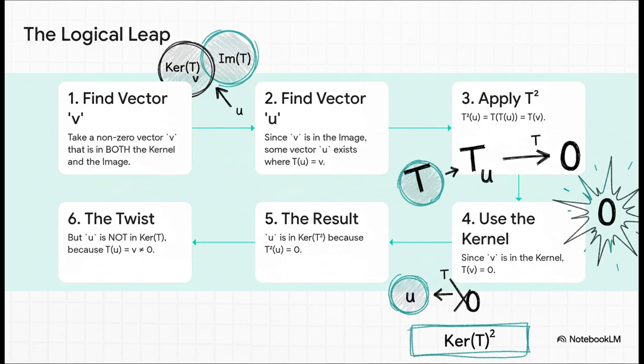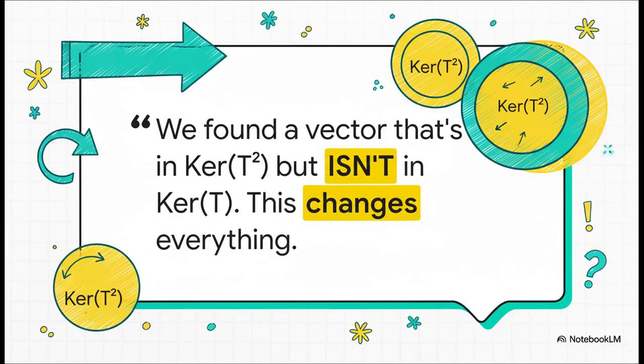But, and here's the real kicker, U itself does not get sent to 0 by T, because T of U is V, which we know isn't 0. And boom, that's the core discovery. We just proved, right here, that there's at least one vector, our vector U, that's in the kernel of T squared, but is not in the kernel of T.